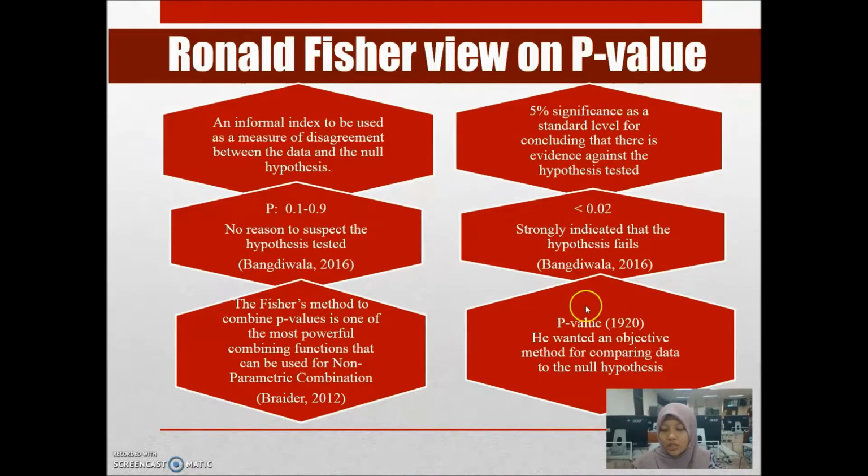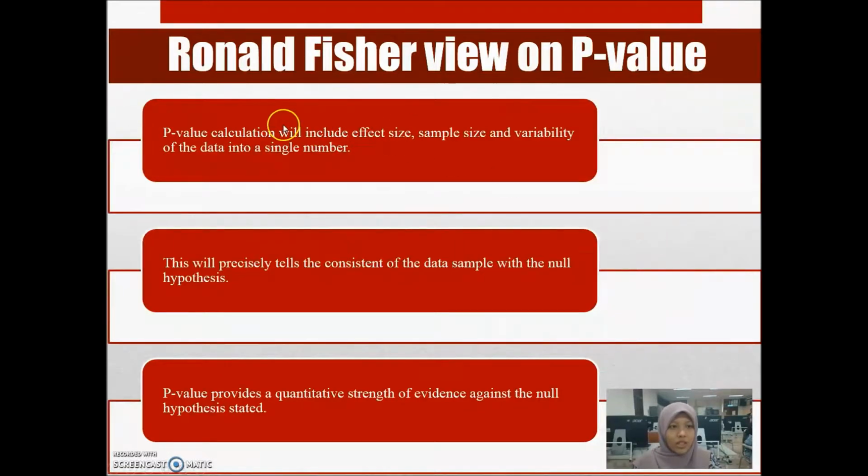Ronald Fisher introduced the p-value in 1920 because he wanted an objective method of comparing the data to the null hypothesis. He also viewed that the p-value calculation would include the effect size, sample size, and variability of the data into a single number. The p-value precisely tells how consistent the data sample is with the null hypothesis, and it provides a quantitative strength of evidence against the null hypothesis stated.